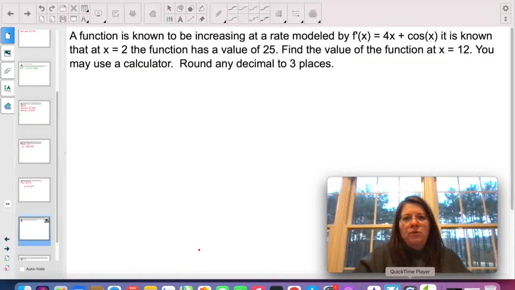A function is known to be increasing at a rate modeled by f prime of x equals 4x plus cosine x. It is known that at x equals 2, the function has a value of 25. Find the value of the function at x equals 12. You may use a calculator and round any decimal to 3 decimal places. So go ahead and pause the video, see if you can figure this one out, and then I'll come back with the answer in a few minutes.